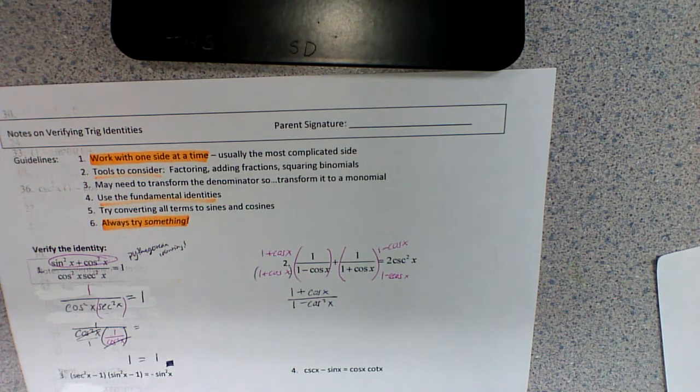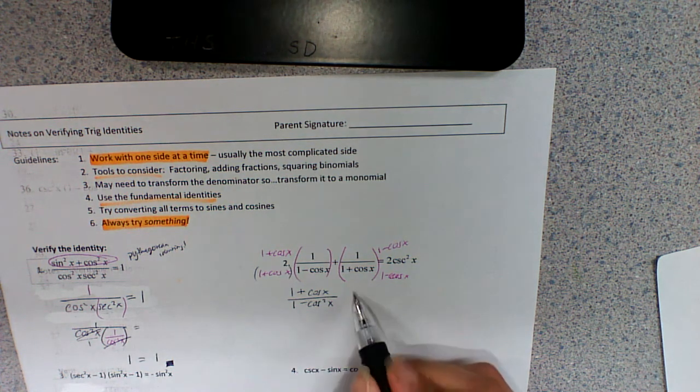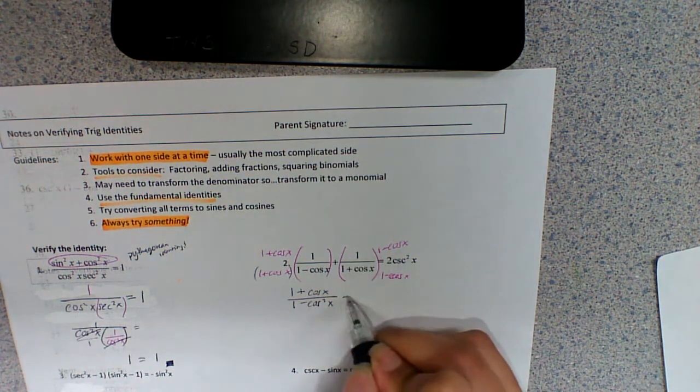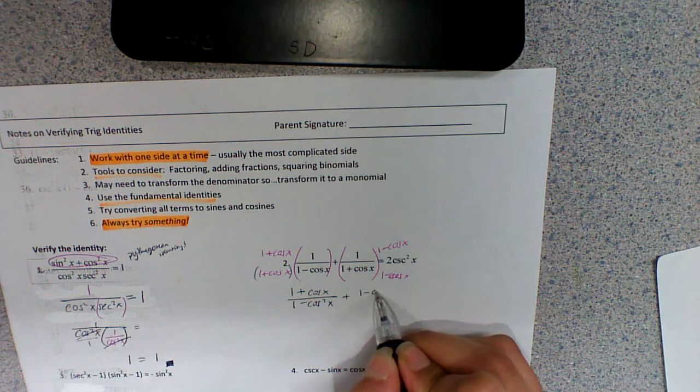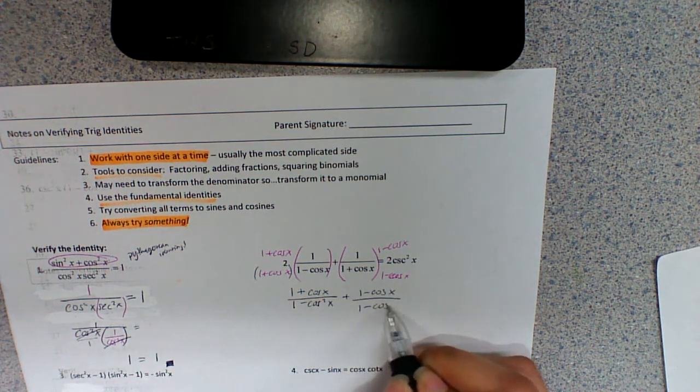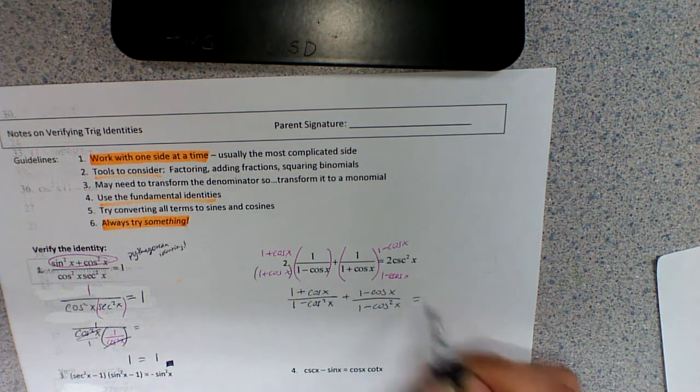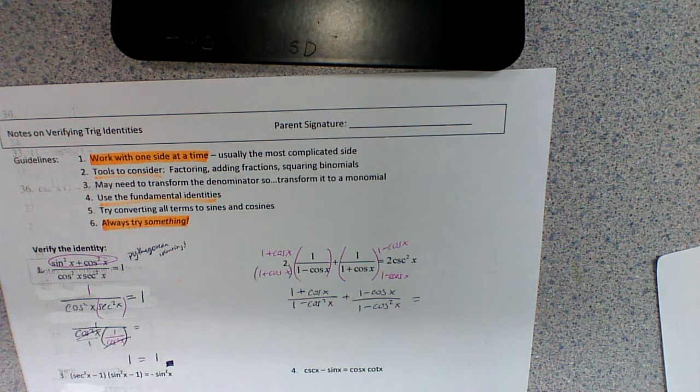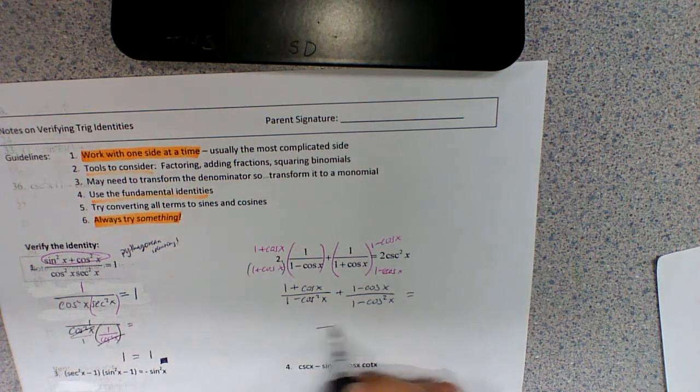Go ahead and pause the video now if you need to work through that and just to verify. The second fraction is going to give you 1 minus cos of x, and at the bottom, again, you'll have 1 minus cos squared of x. Okay, so now I have a common denominator. My common denominator is 1 minus cos squared of x.